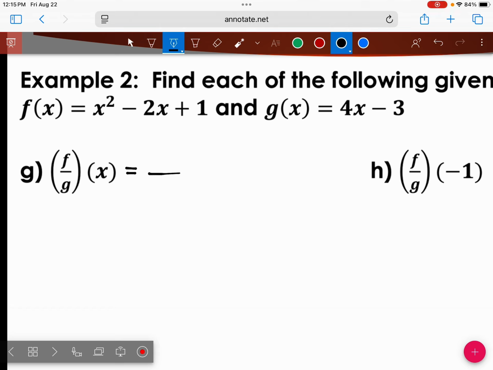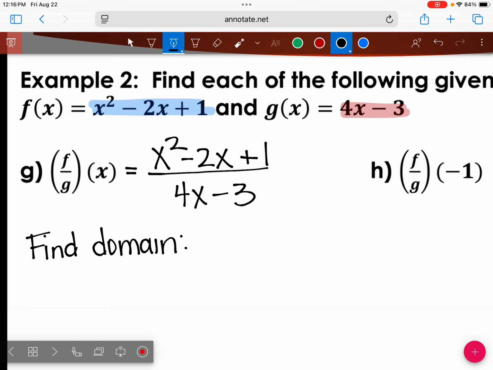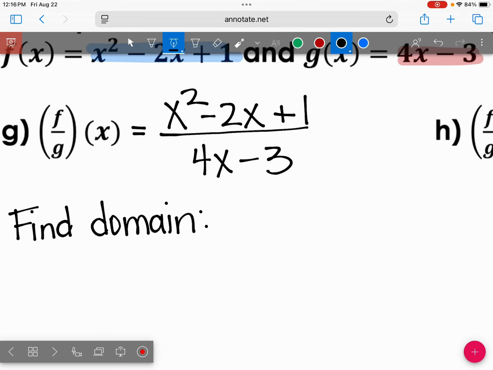So all we have to do is make our fraction bar. We put our f of x upstairs and our g of x downstairs. That's my function. There's nothing else I can do with that. But we do need to find our domain, and that's good practice for what we talked about yesterday. Take your denominator. Remember, that cannot equal 0. Go ahead and solve that for x.